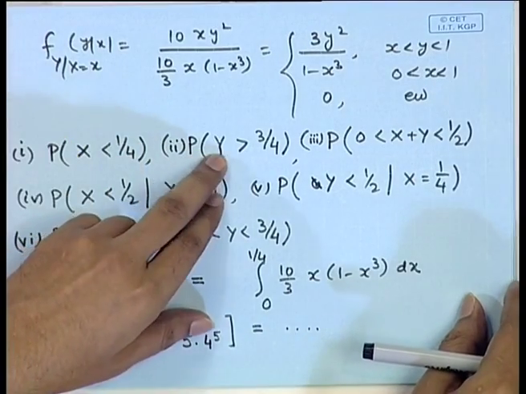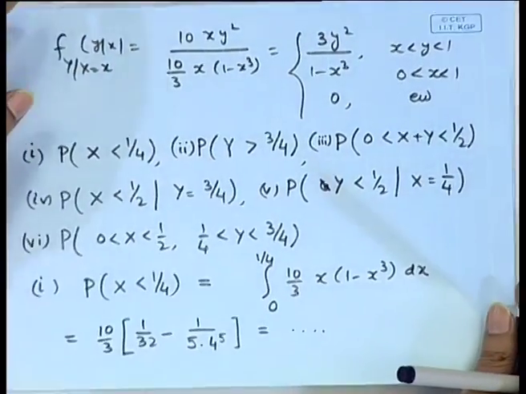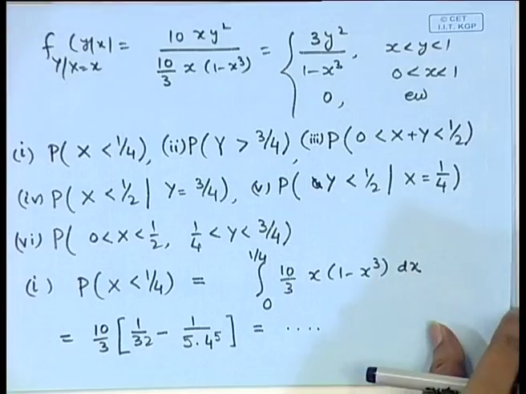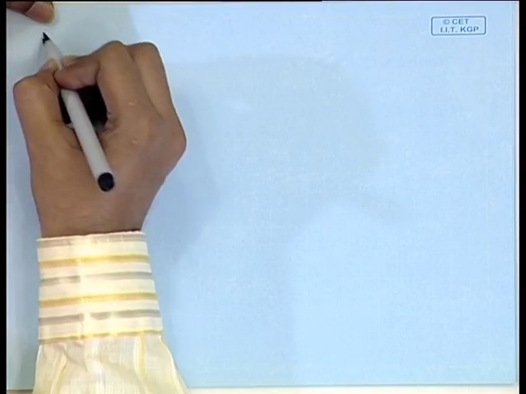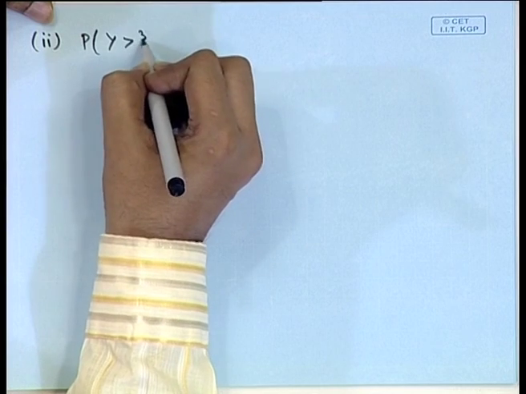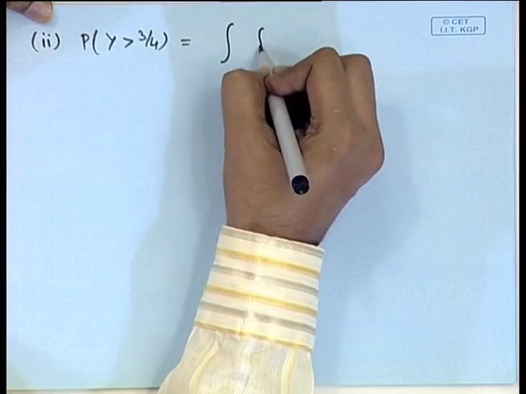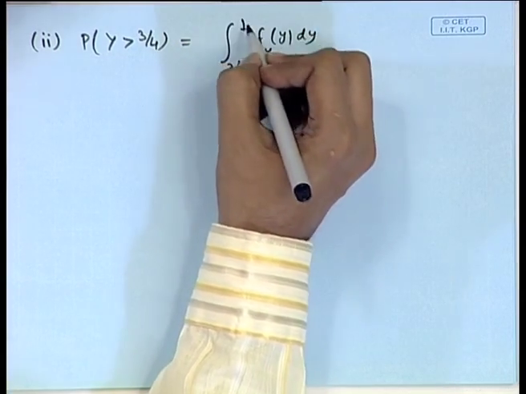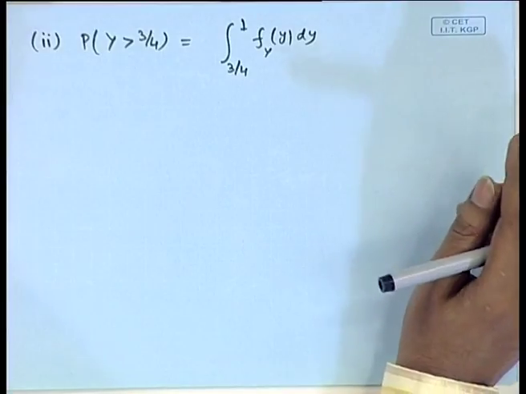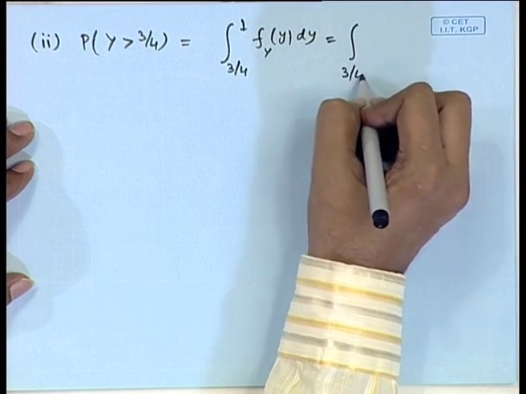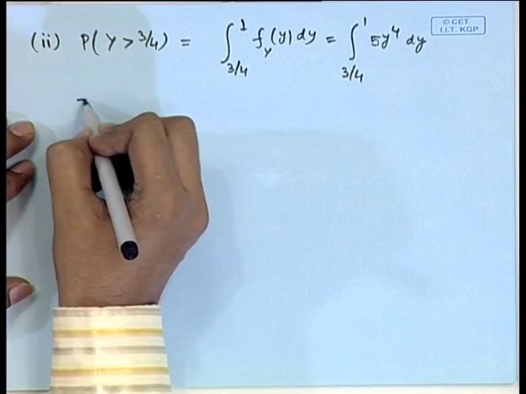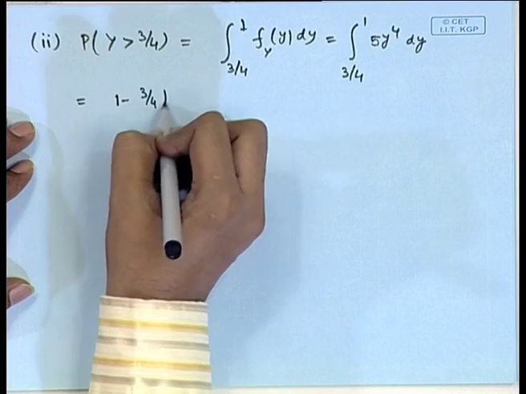Similarly, if we look at the probability y greater than 3 by 4, this can be obtained from the marginal distribution of y. So, the probability y greater than 3 by 4 is the integral of f of y from 3 by 4 to 1, because the range of y is from 0 to 1. So, this is equal to the integral from 3 by 4 to 1 of 5 y to the power 4 dy. So, this is y to the power 5, that is 1 minus 3 by 4 to the power 5.